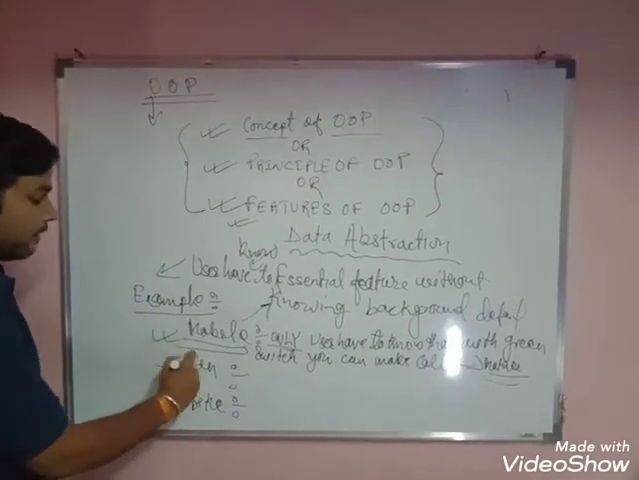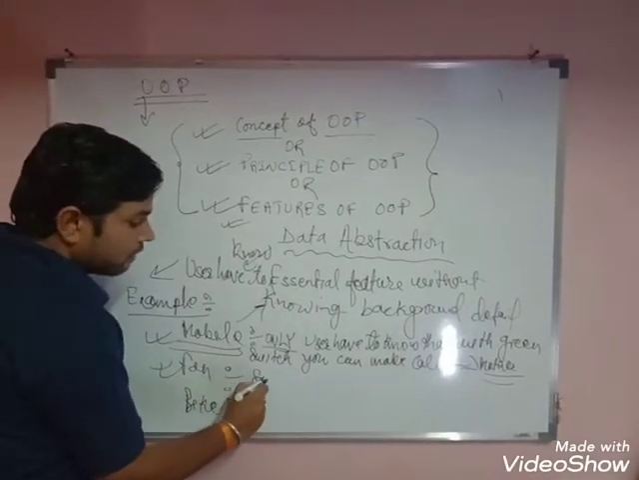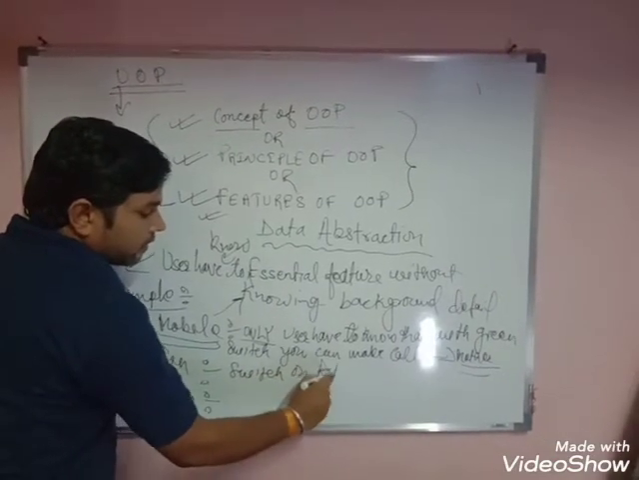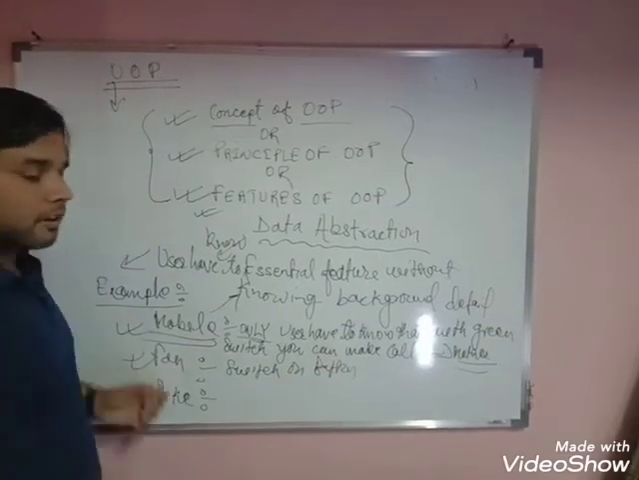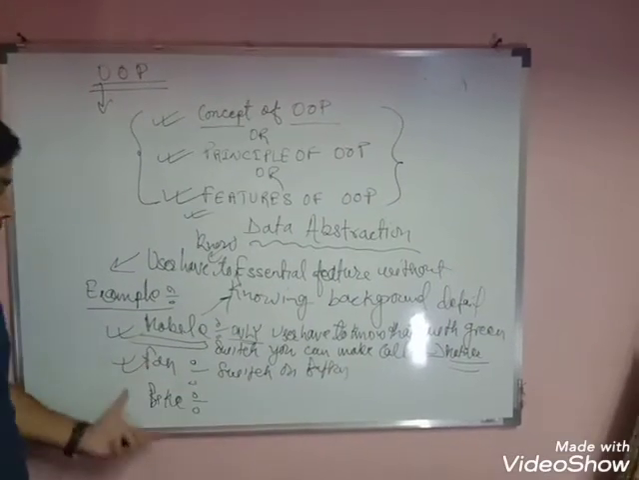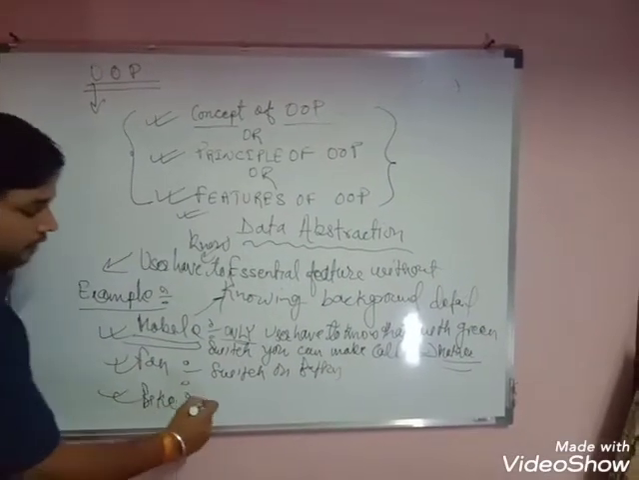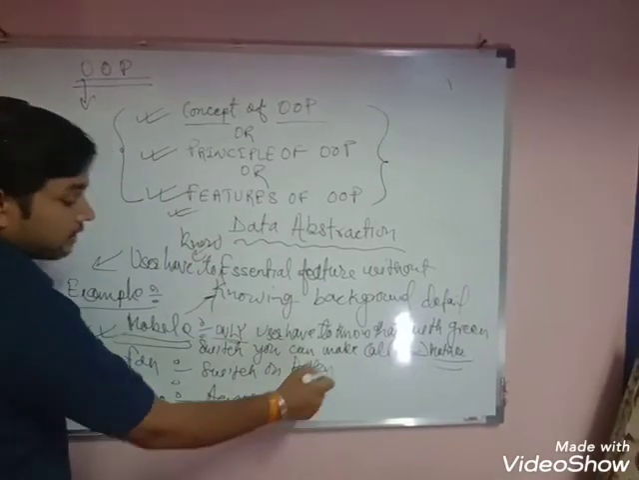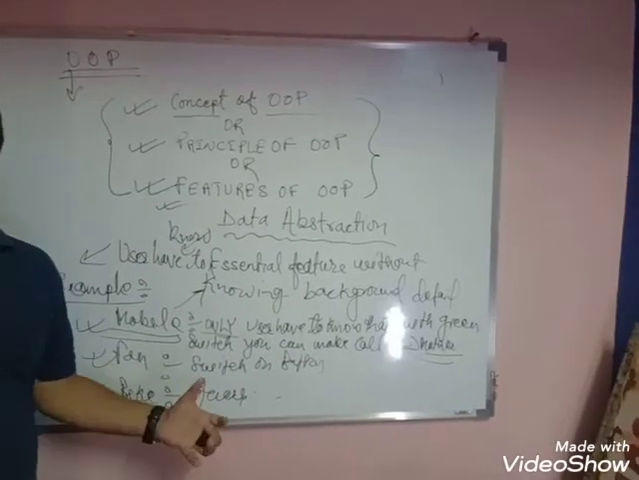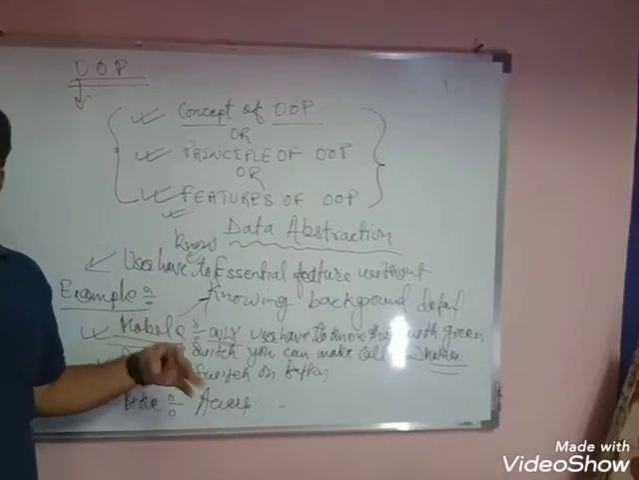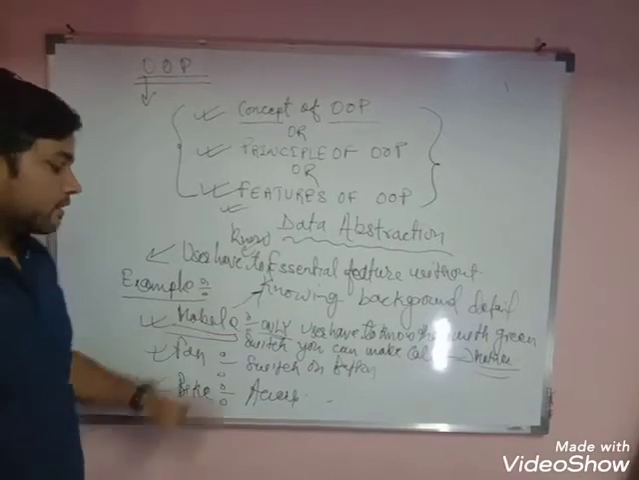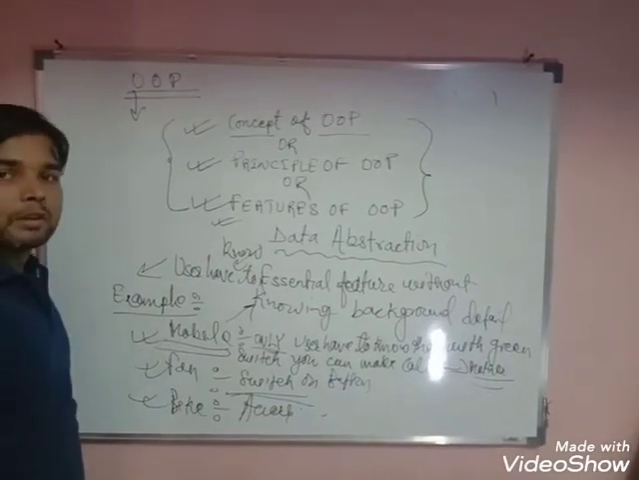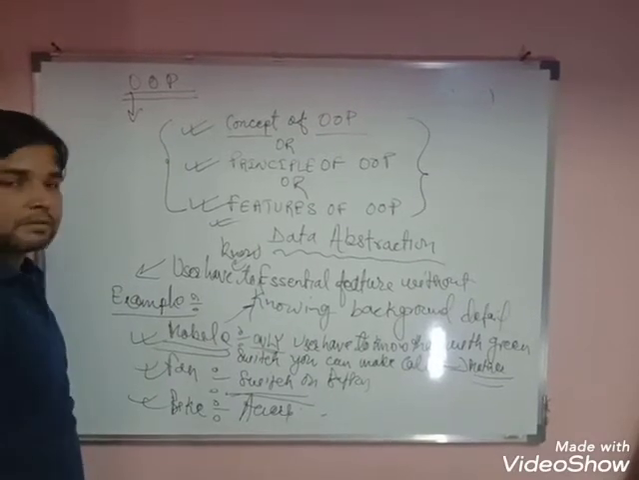Same for a fan, you have to just switch on the button. There is no need to know about the circuits to start the fan. Same for the bike, you have to just use your accelerator to speed up your bike. There is no need to know how the accelerator works. This is called data abstraction. You have to know only the essential features, no need to know the background details.